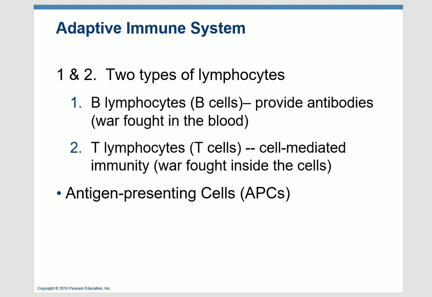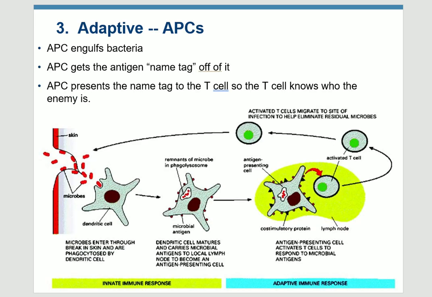Switching over to the other half of the immune system, the adaptive immune system. So we're going to start with lymphocytes, and we're going to move on to APCs. B cells provide the antibodies. They fight the war in the blood. So B cells, blood. T cells are cell-mediated. They fight the war inside the cells. And then we have our antigen-presenting cells, our APCs.